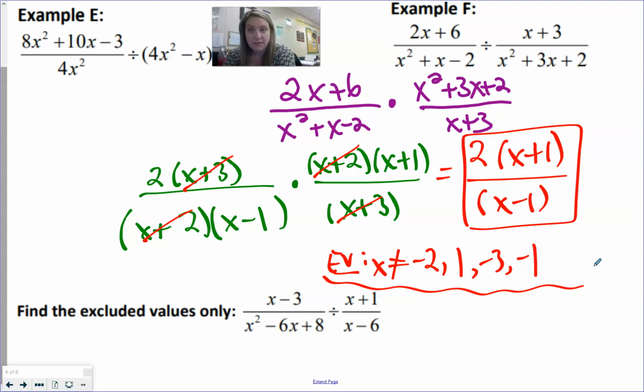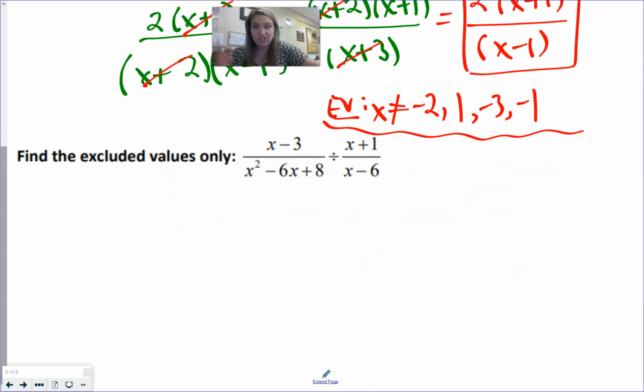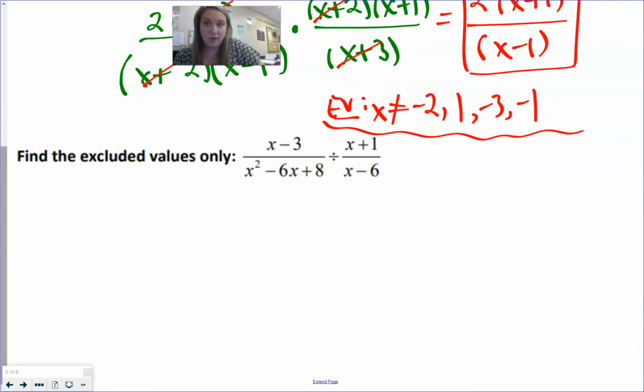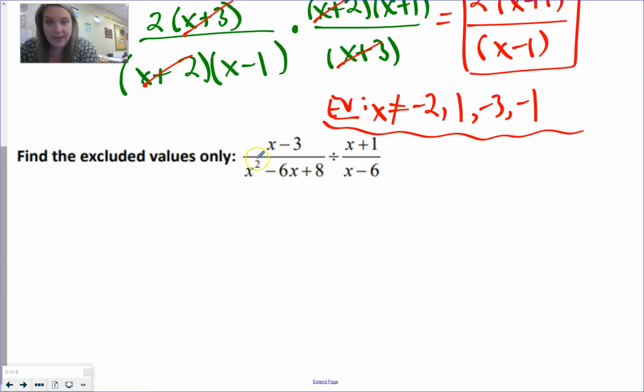All right. Good. The next one is just an excluded values question. I don't want you to actually solve it all the way through. I just want the excluded values. So what I want you to do, let's see here. X minus 3, that's fine, right? This is the only piece that doesn't matter because this will never, ever be in the denominator. Ever.